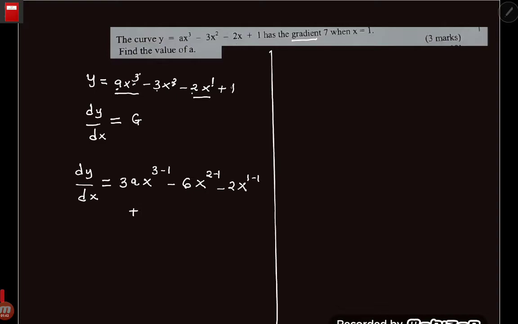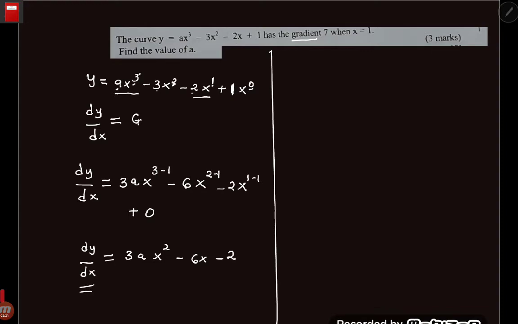Plus, the number 1 does not have x. It's like x raised to power 0. So in this case, even if you differentiate, 0 times 1 will give us 0. So our dy/dx will therefore be equal to 3a x raised to power 2 minus 6x minus 2.